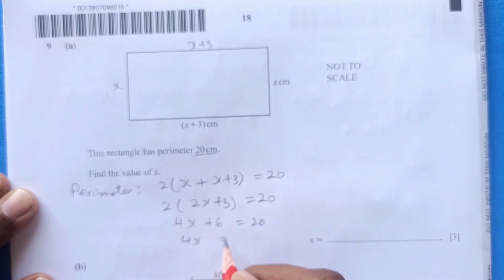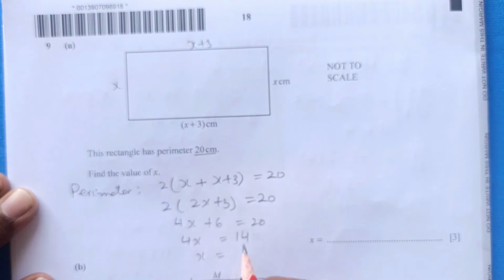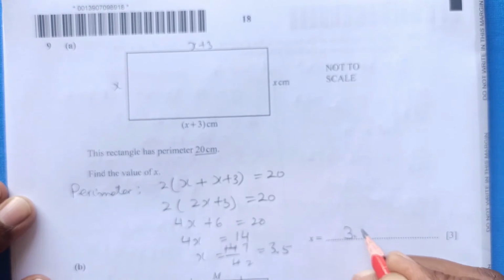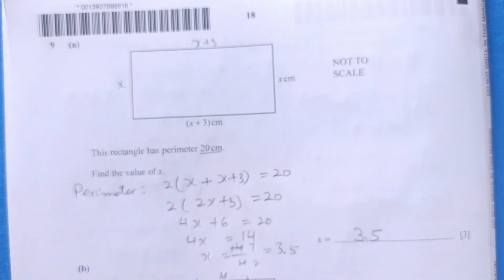Then 4x will be 20 minus 6, it's 14. So x is going to be 14 over 4, 7 over 2, 3.5. So the value of x is 3.5, right?